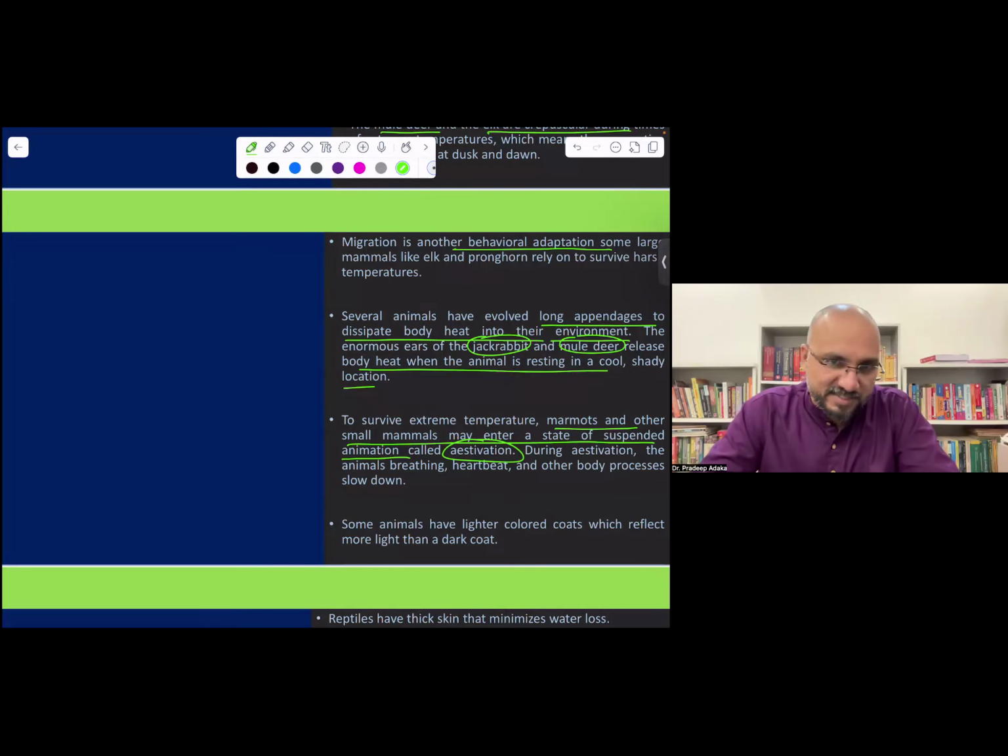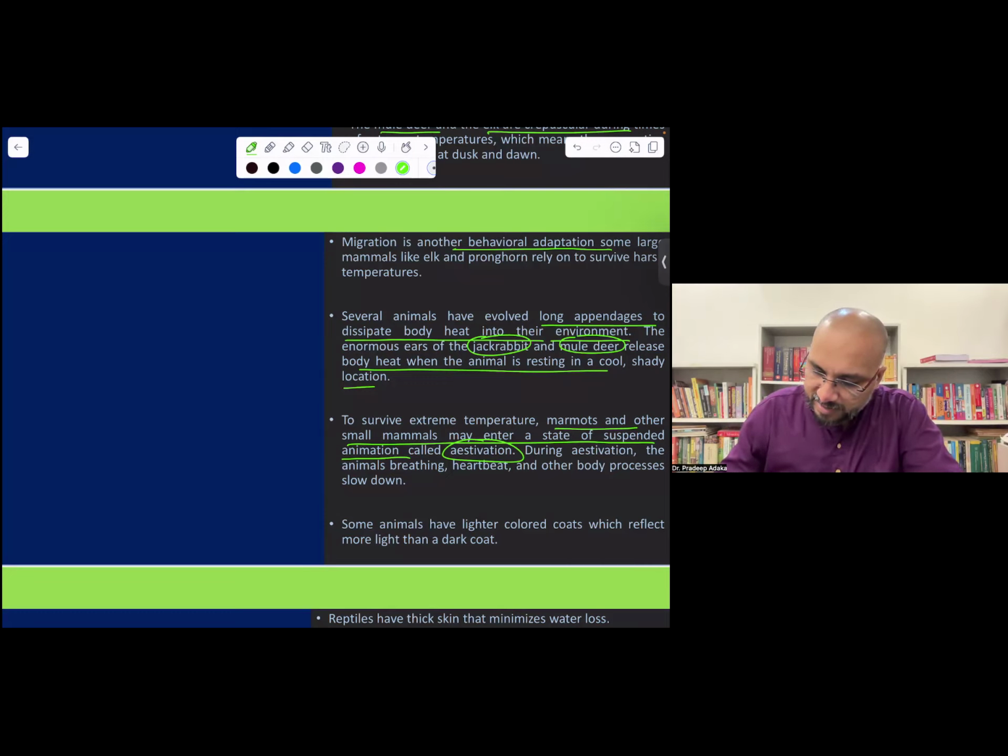Hibernation is winter sleep. Estivation is summer sleep. So when the temperatures are very hot, they will rest. Okay, so polar bears, they go into hibernation. When the temperatures are extremely cold, they go into a resting stage, which is called hibernation.